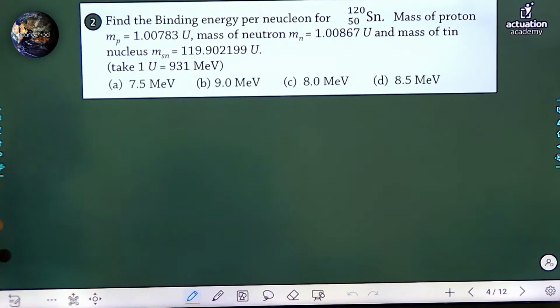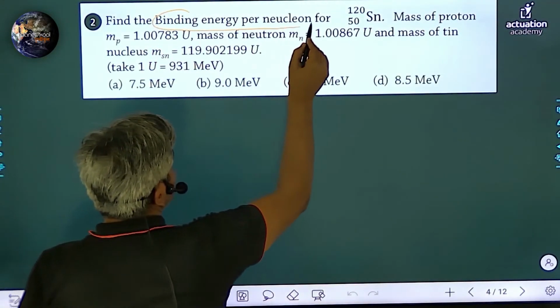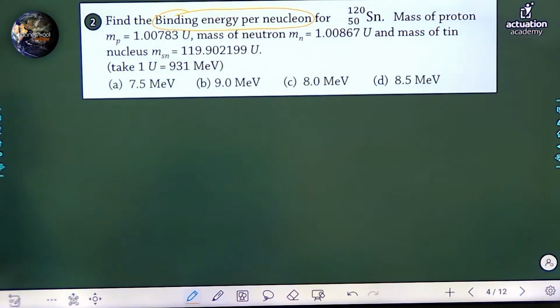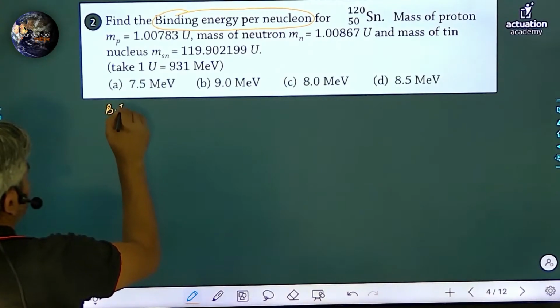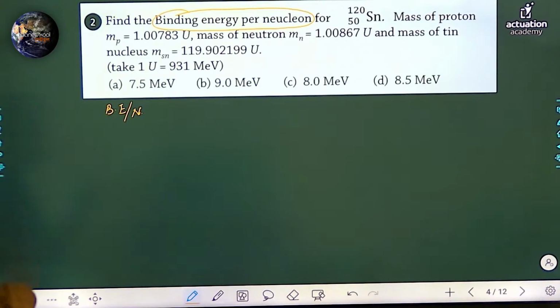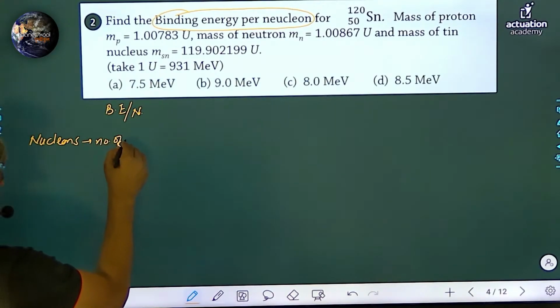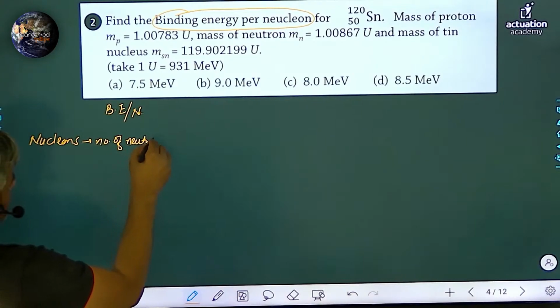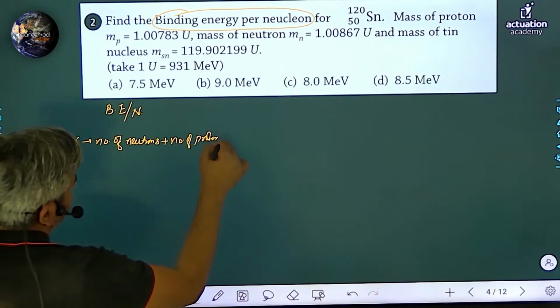Now in this question, we need to find the binding energy per nucleon. It's not the total binding energy, but we need to calculate the binding energy per nucleon. Now, what do we mean by nucleon? Nucleons are simply the number of neutrons plus the number of protons.